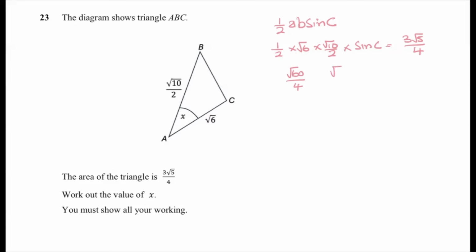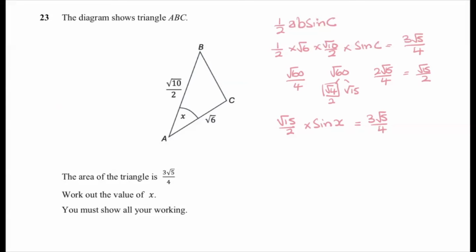Now, root 60 will split to root 4 and root 15. You've got your square number there to give you 2. So it tidies up to 2 root 15 over 4. And then we can cancel the integers to give us root 15 over 2. So now let's write down clearly what we have. We have root 15 over 2 times sine, and I'm going to change it to x now because that's the angle that we're trying to find, equaling 3 root 5 over 4.